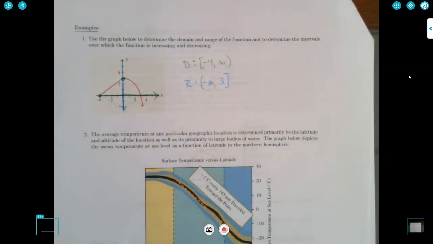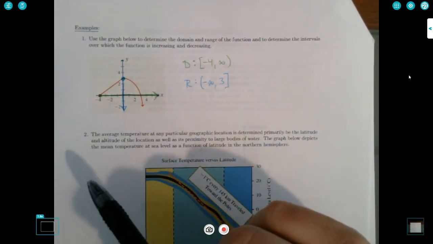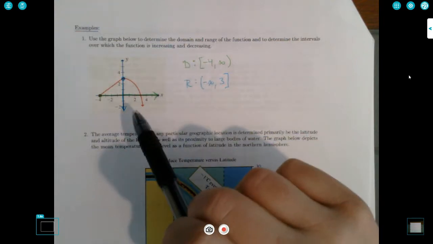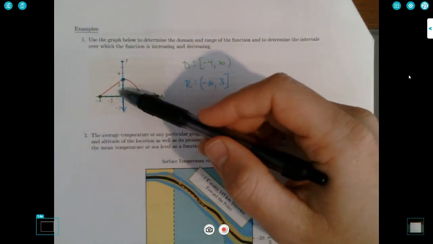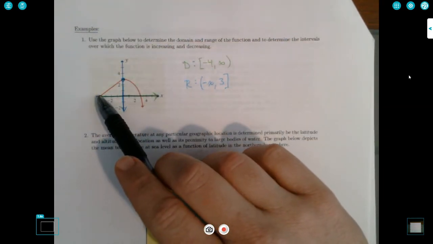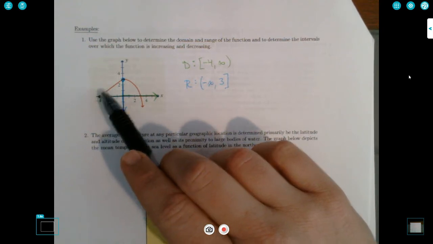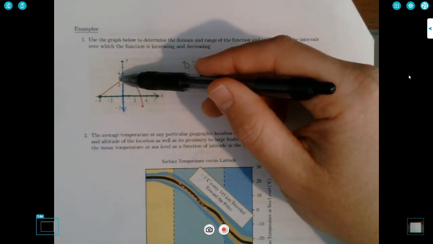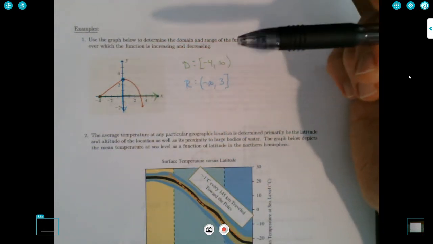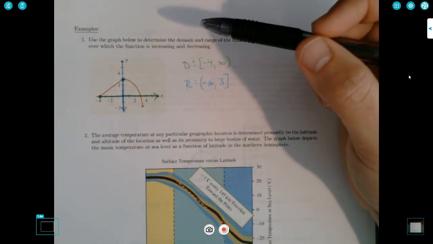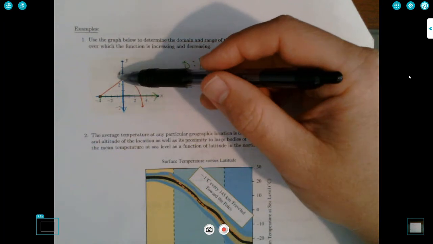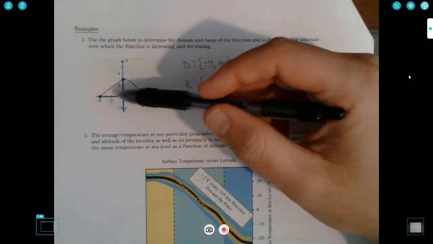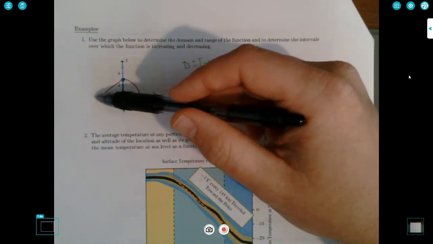Now, a common mistake that students will make when they're talking about intervals of increase and decrease is that they'll give the output value. So they'll say, oh, well, I increase from y equals 0 to y equals 3. And then I decrease from y equals 3 to y equals negative infinity or something like that. But that's not quite right. Okay, we don't give the intervals of increase and decrease by the y values. We give them by the x values.